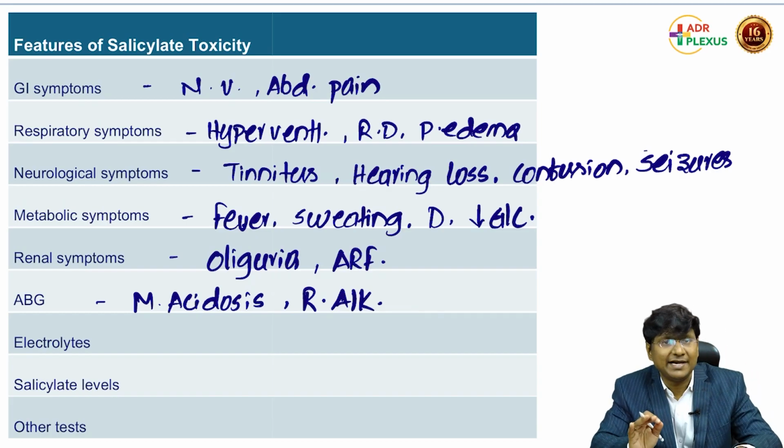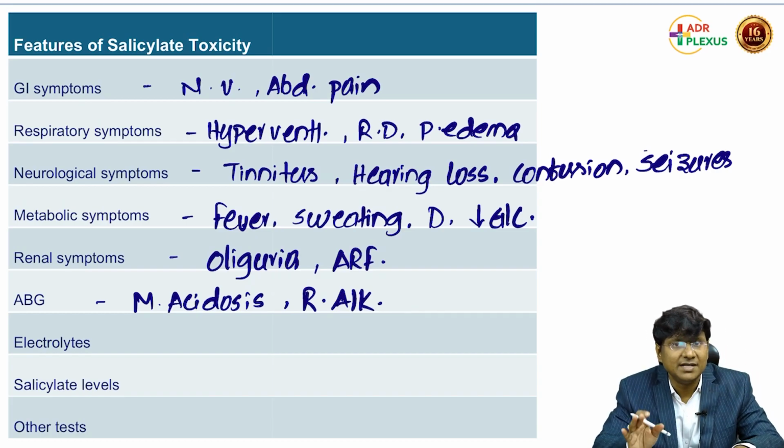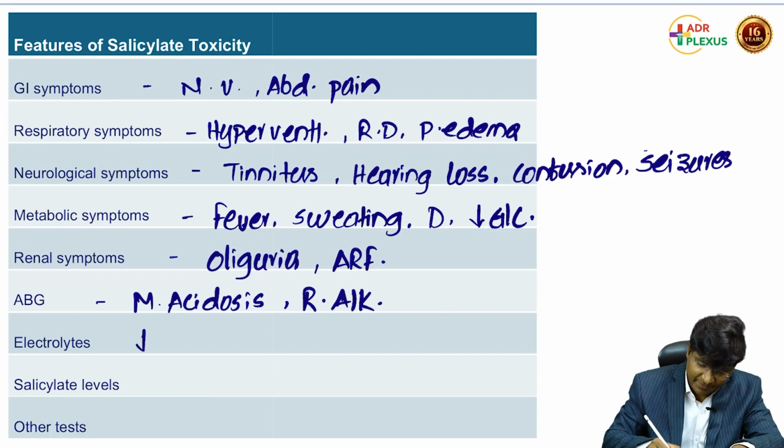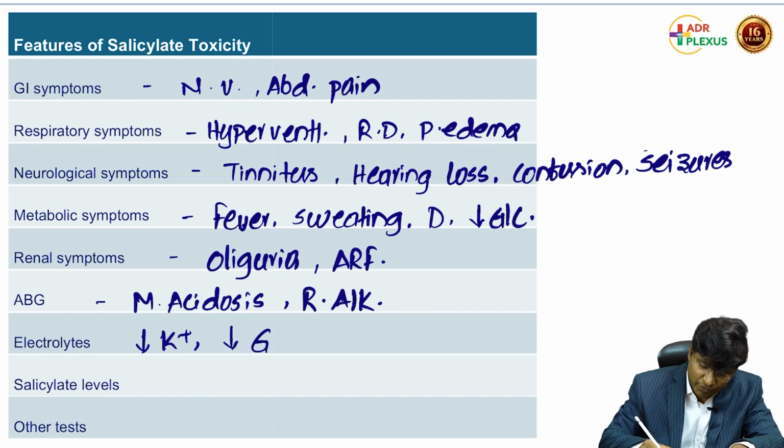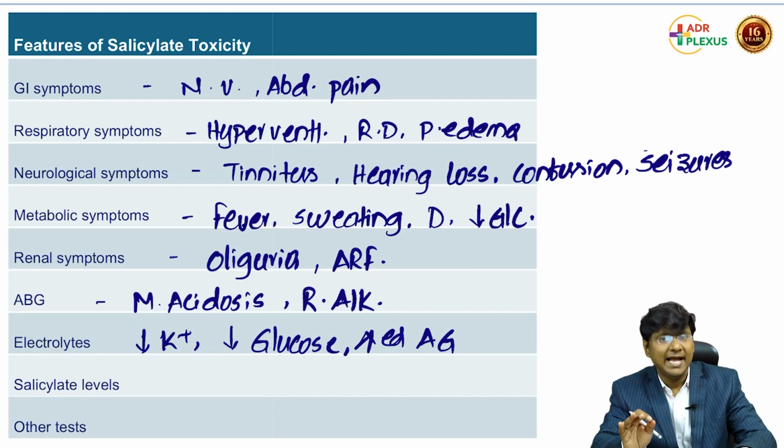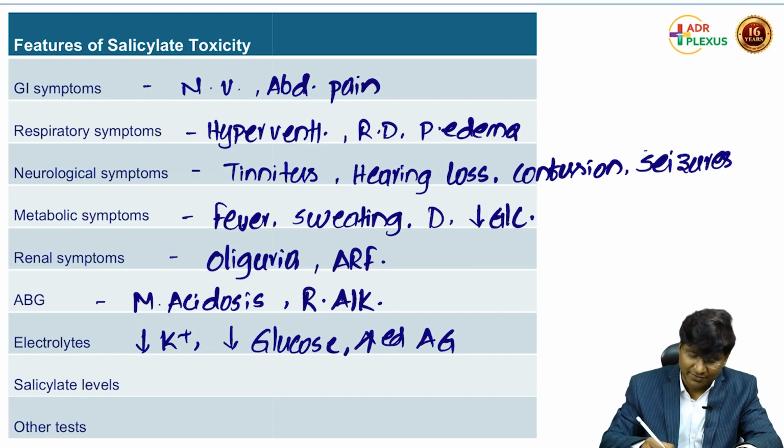If you take the electrolyte abnormality in salicylate toxicity, that includes hypokalemia. And not only that, among other important metabolic abnormalities there will also be hypoglycemia, and if you take the anion gap, there is increased anion gap metabolic acidosis. And you need to check the salicylate levels, which will be elevated.